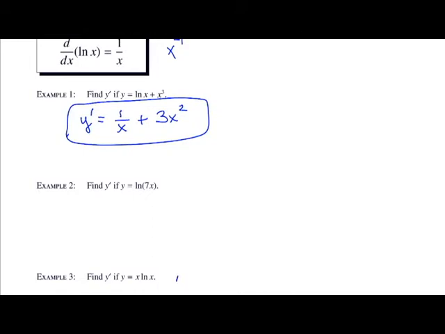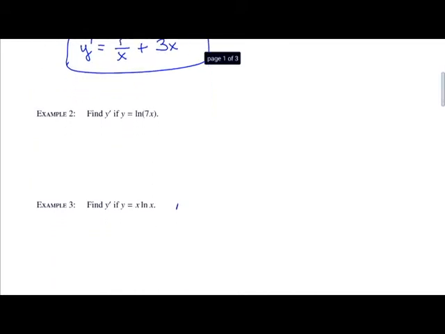All right, example 2. Find y prime if y is equal to the natural log of 7x. So this one is going to involve the chain rule, because you're taking the derivative of not just the natural log of x, but the natural log of some other function, right? So we start in the same format. The derivative of the natural log function is 1 over whatever the argument is for the natural log. So it's 1 over 7x times the derivative of the inside, which is 7.